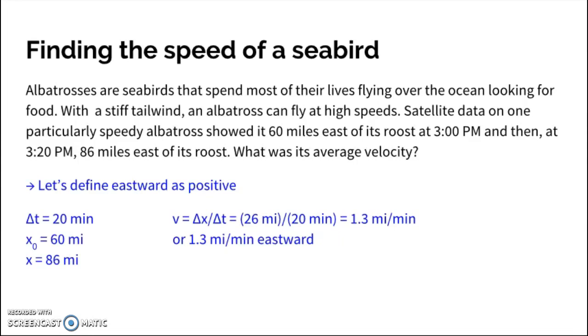So now we're dealing with what's the average velocity. So our velocity is displacement over time. Our displacement is our final position minus our initial position, which is a value of 26 miles. We divide by our time interval of 20 minutes, because it's traveled these 26 miles in that 20 minutes, and we get a value of 1.3 miles per minute. Right? And if we want to be a little bit more general in our statement, it's 1.3 miles per minute eastwards.